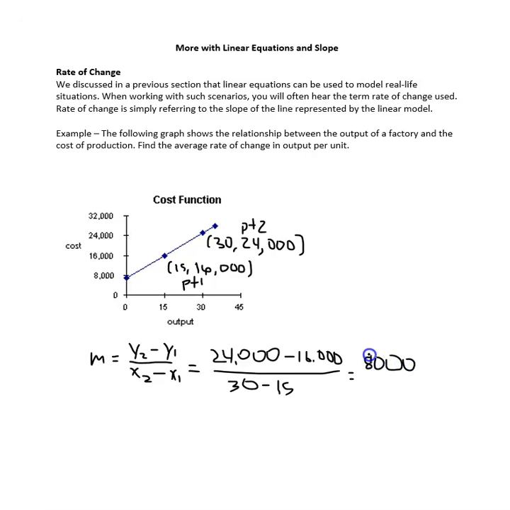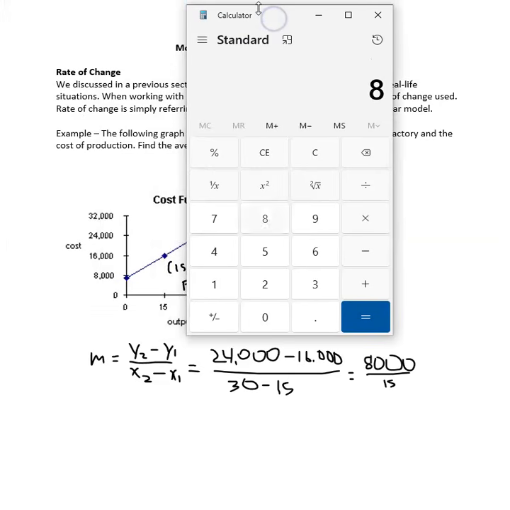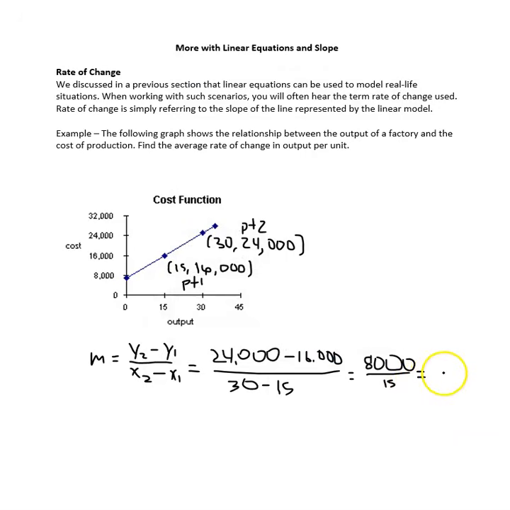over 15. And because I know I want it per unit, I'm going to divide 8,000 by 15. Not 80,000, let's try that again. 8,000 divided by 15, and I get $533.33 per unit. So the average rate of change would be $533.33. Now, because the cost is a monetary value, I rounded to 2 decimal places, even though it did not specify, because we always round money to 2 decimal places.